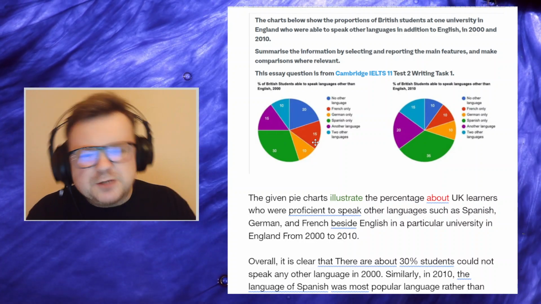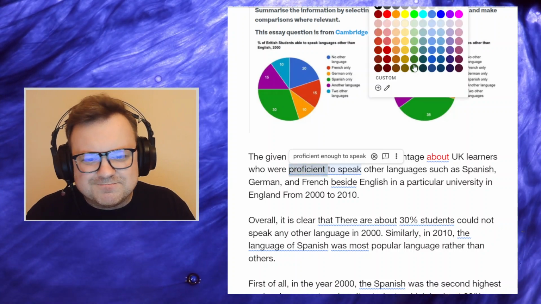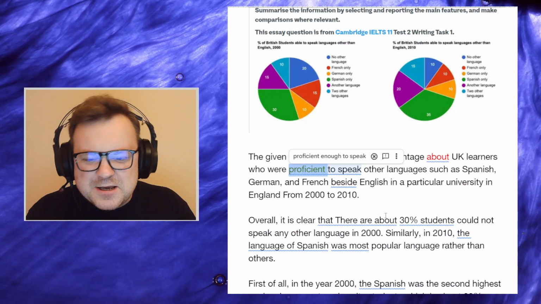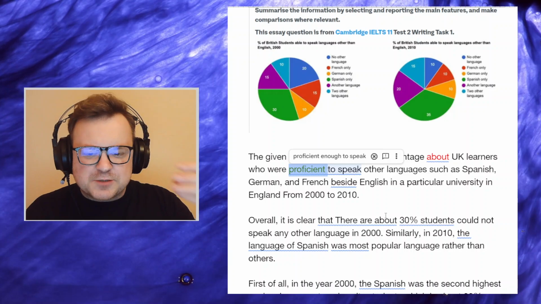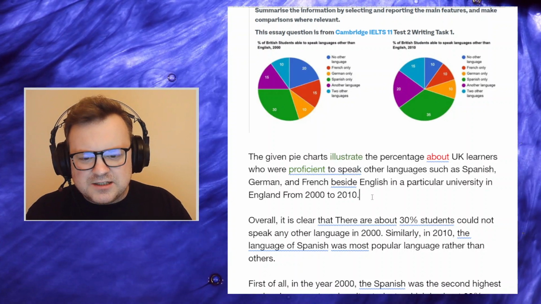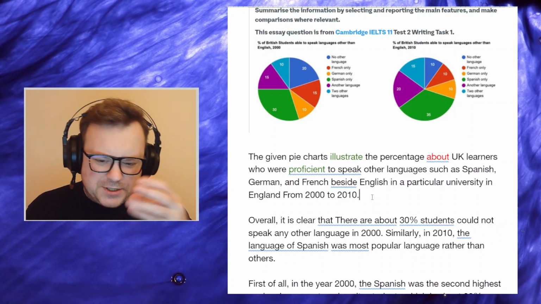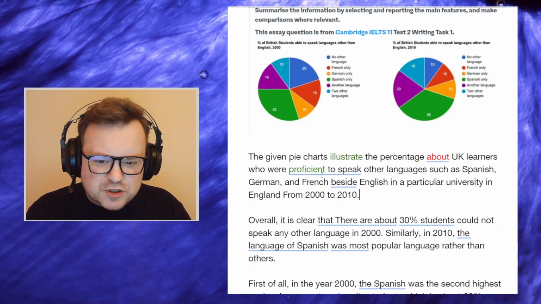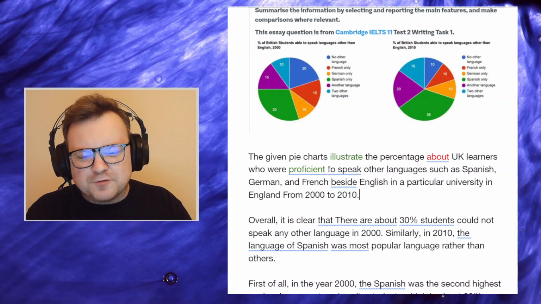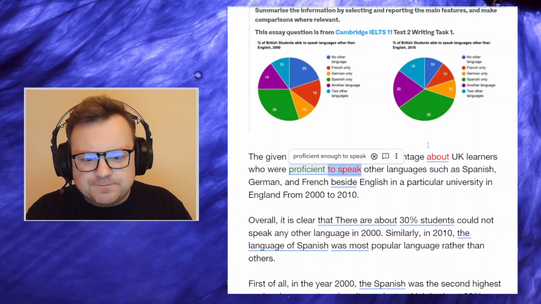Were able to speak proficient. Okay, fair enough. For me, proficient in linguistics has a specific meaning. In the CEFR, proficient means level C2. But I guess we can be a little bit relaxed. Were able to speak, they were proficient, but not proficient to speak. Proficient in speaking. So just a problem with collocation there.